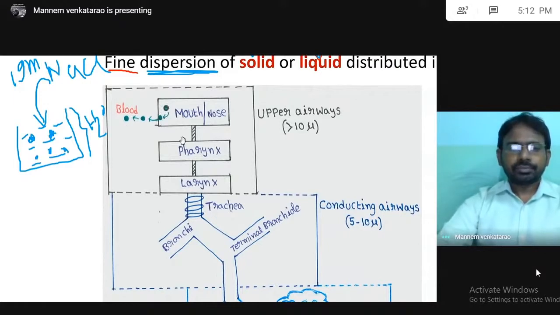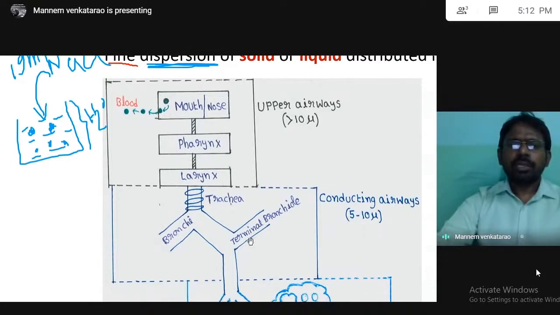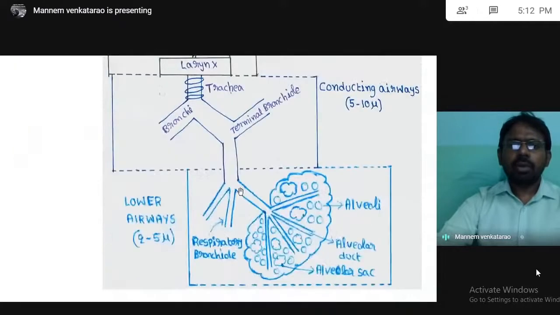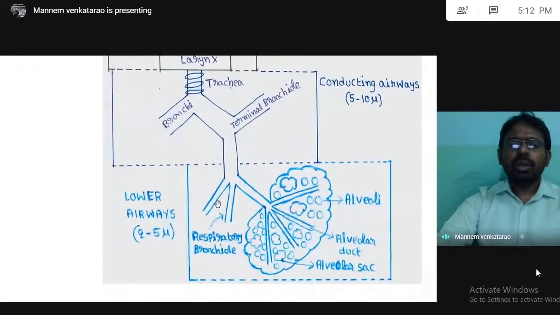Next, the drug may enter the mouth or nose. Next, the pharynx, then the larynx, then the trachea, then the bronchi. Bronchi again divide into bronchioles. The first bronchiole is the terminal bronchiole. The terminal bronchiole again divides into the respiratory bronchiole. The respiratory bronchiole again divides into alveolar ducts. So these are called alveolar ducts.